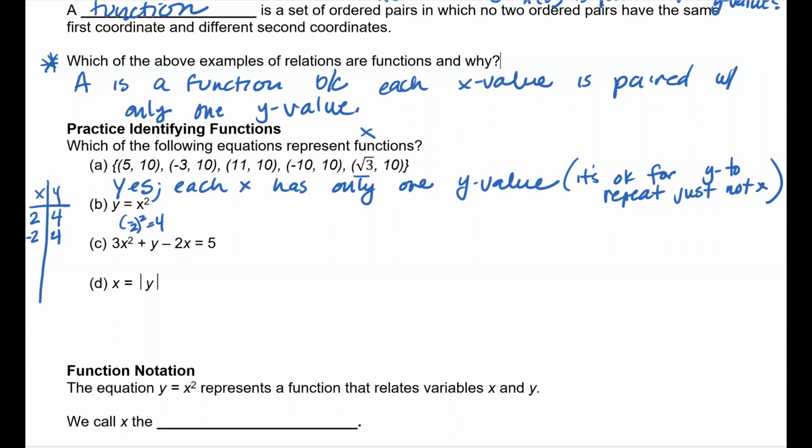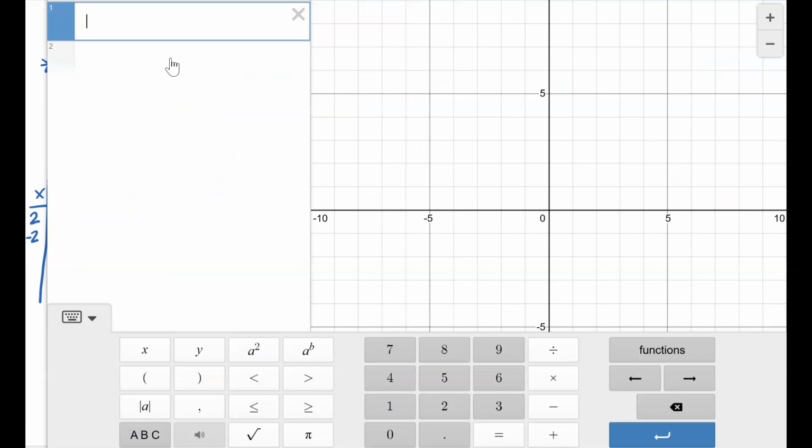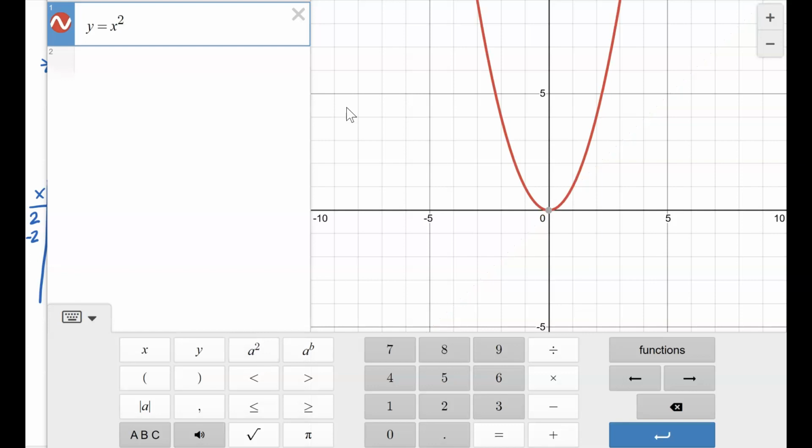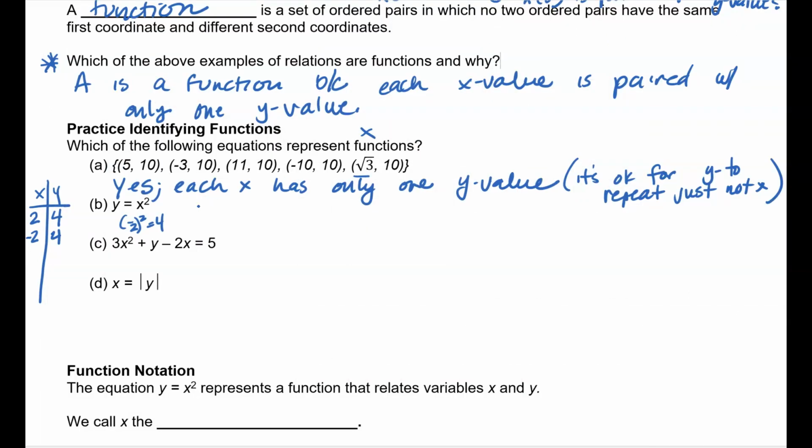Another option at this point would be to pull up Desmos and look at the graph. I'm going to plug in y equals, then an x, and then press the squared button. We see this function, it's a parabola, and I want you to imagine, I'm going to do it with my cursor, vertical lines being drawn through this graph a bunch of different times. Is it ever going to cross that red curve more than once? The answer is no. So this visually proves that this is a function. It passes the vertical line test.